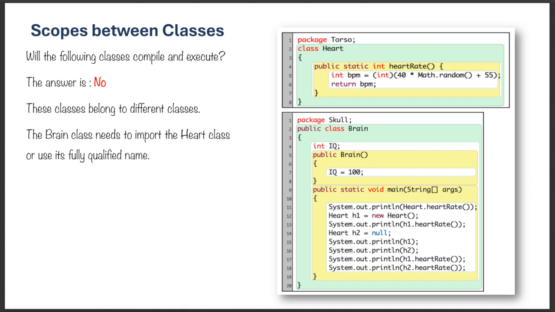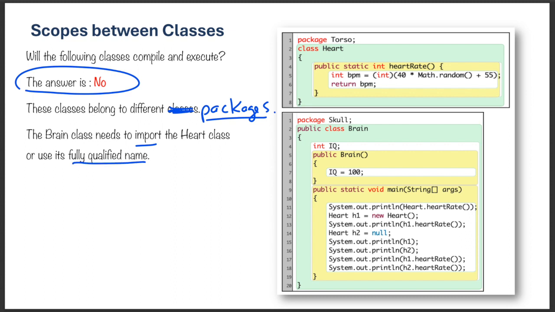So we continue with scopes between classes, and the question: will the following classes compile and execute? And this time we see the answer is no. These classes belong to different packages. The brain class needs to import the heart class or use its fully qualified name, package and class name and all. So we see the heart class belongs to the torso, the brain class belongs to skull. These are different packages. They do not have package private access.